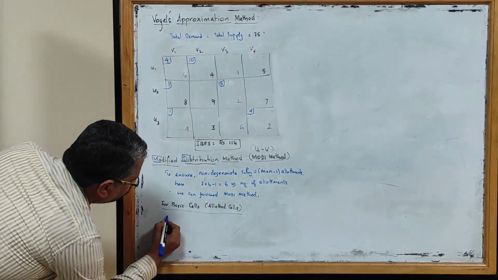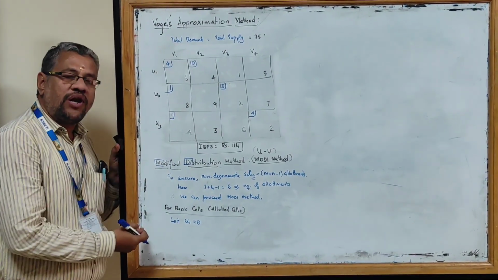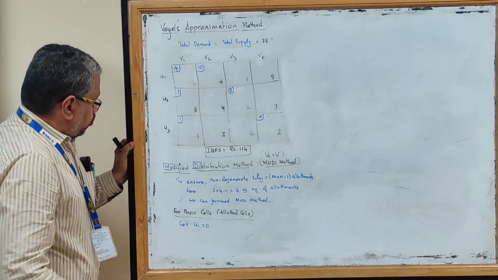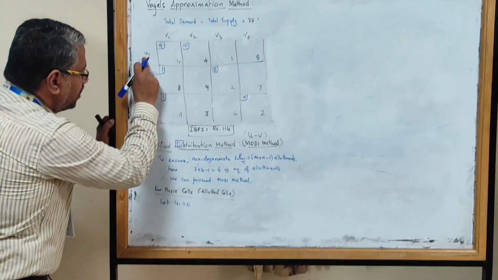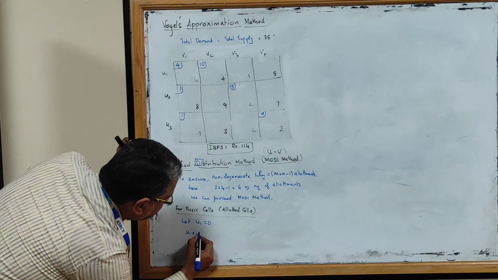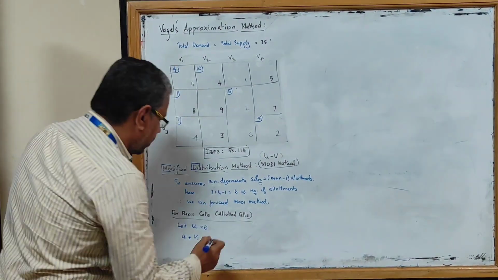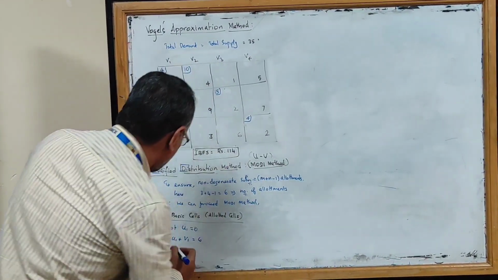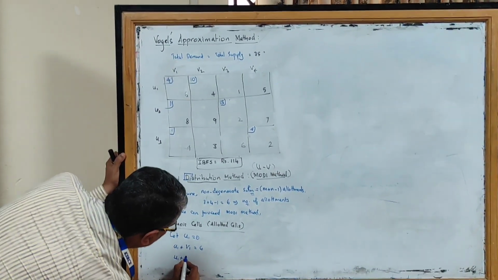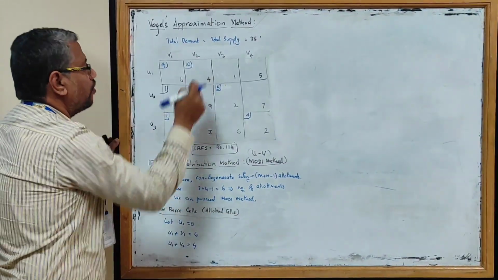Initially we will have to assume that u1 equal to 0. For all the problems you will have to take the assumption that u1 equal to 0. Now what are the allotted cells? This one, u1 v1. So u1 plus v1 equal to cost 6, and similarly you will have to write all the values. Next, u1 plus v2 equal to 4.